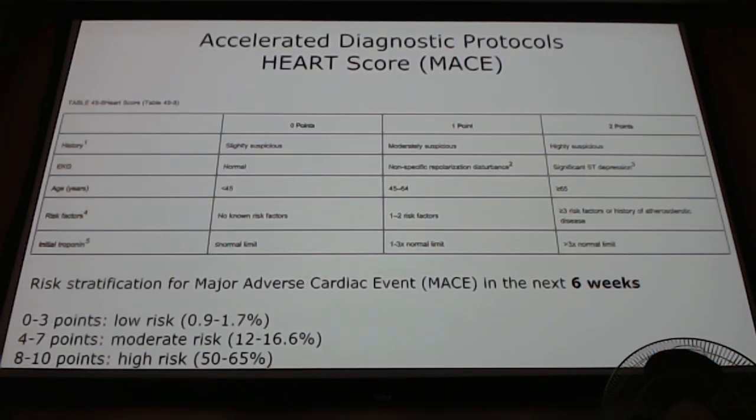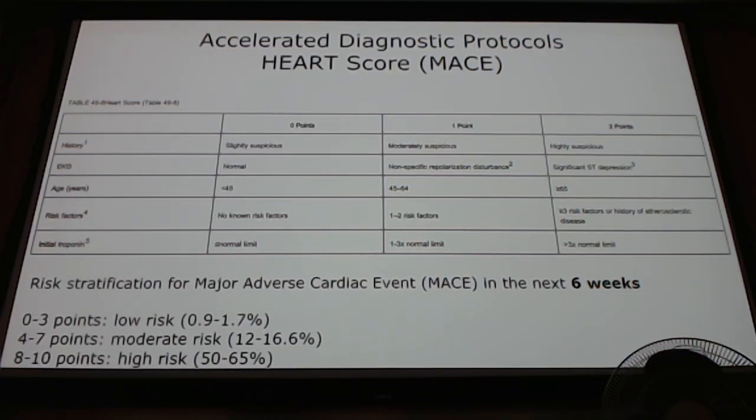And here's how we look at it. So history, as you can see, is kind of subjective. It's slightly suspicious, moderately, or highly suspicious. The initial history: was it that classic crushing chest pain? Did they have any diaphoresis with it? That would make it highly suspicious versus moderately versus slightly. Slightly suspicious is a lot of the ones that are just chest pain that's been going on for 12 hours, 24 hours, so that would be 0 points.